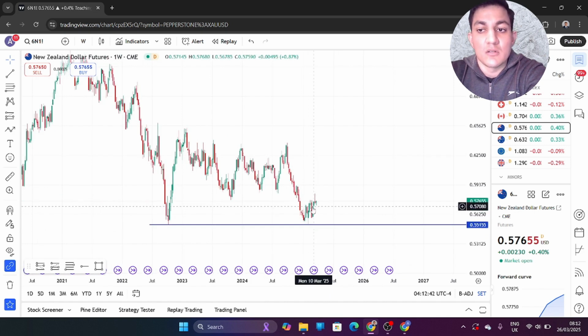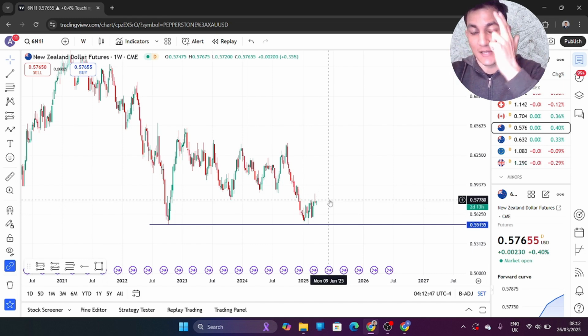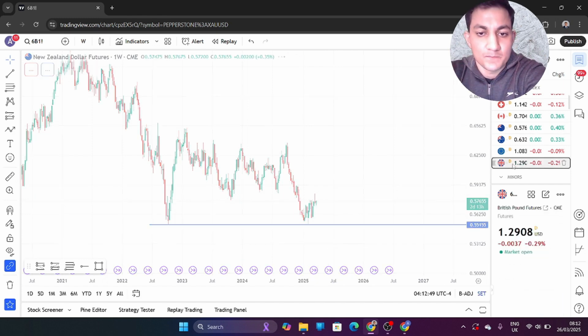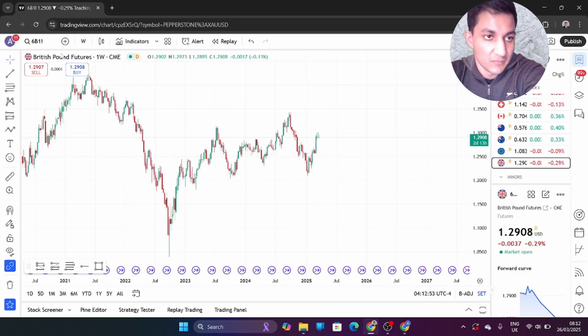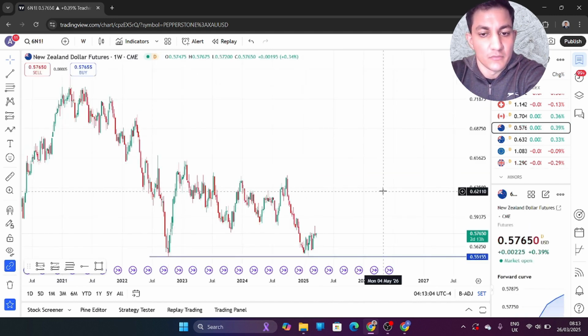No order block is being respected. We're choppy, we're consolidating. Remember this price action, right? Just close your eyes and make sure it's in your head. Now remember this, right? You see the complete difference between this. This is a lot more bullish. This is pound futures, by the way, 6P. See how the British pound futures are a lot more bullish than the New Zealand dollar futures, right?